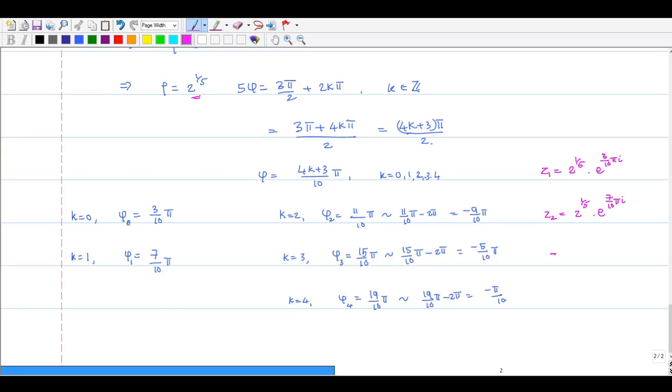And z3 which is equal to 2 to the power 1 by 5 into e to the power minus 9 by 10 pi i. Okay, z4 which is equal to 2 to the power 1 by 5 into e to the power minus 5 by 10 pi i. And z5 which is equal to 2 to the power 1 by 5 into e to the power minus 1 by 10 pi i. Okay. So these are all the 5 complex numbers. So these are all the complex roots of this equation. Okay. சரி, இன்னும் இந்த மாதிரி எக்கச்சக்கப்பட்ட ப்ராப்ளம்ஸ் போட்டுக்கிட்டே போகலாம்.